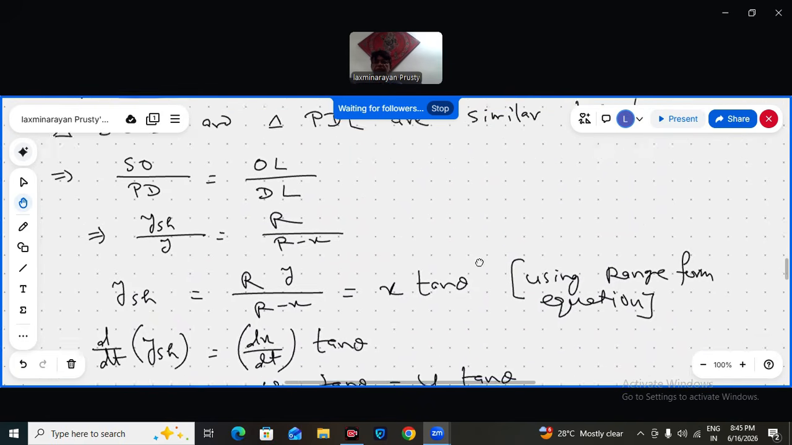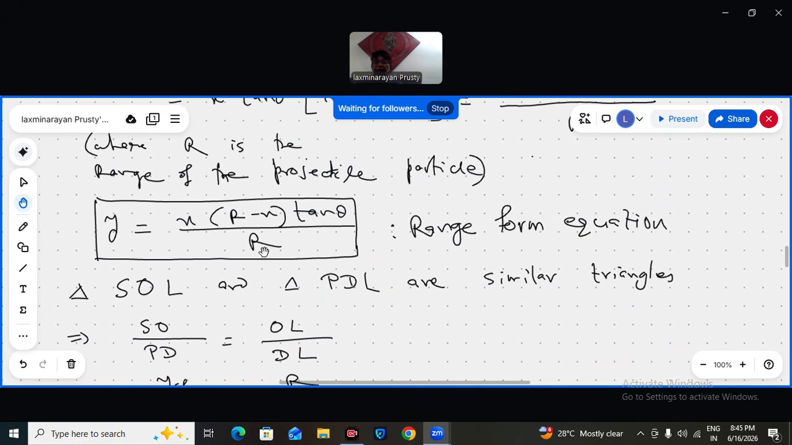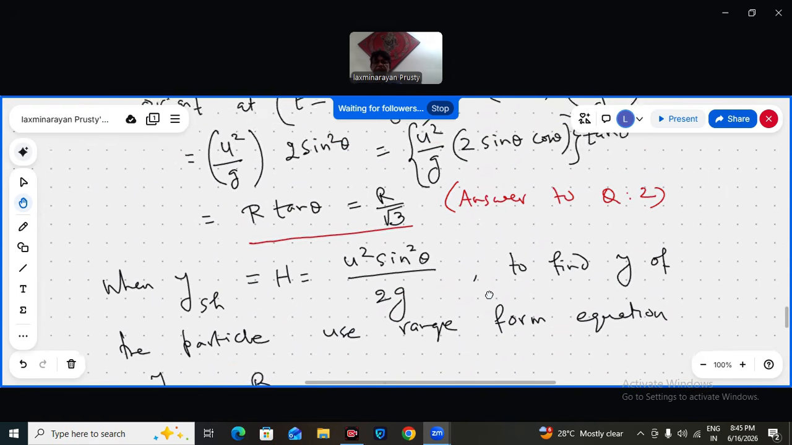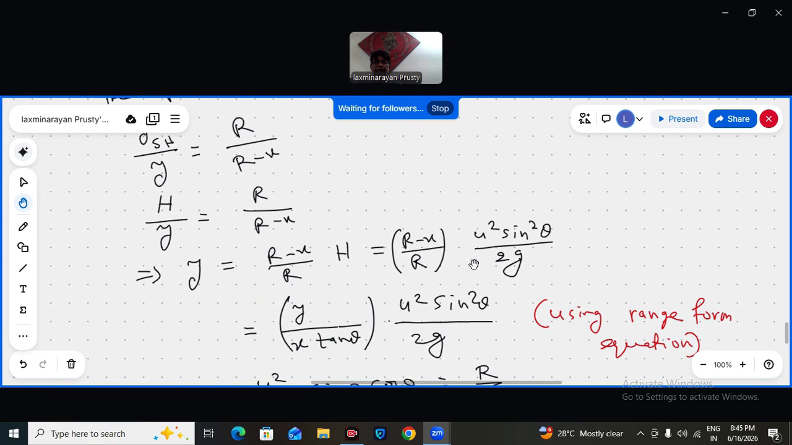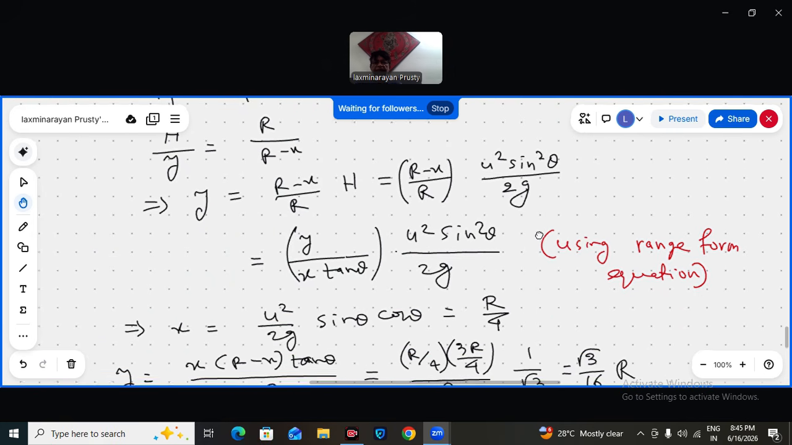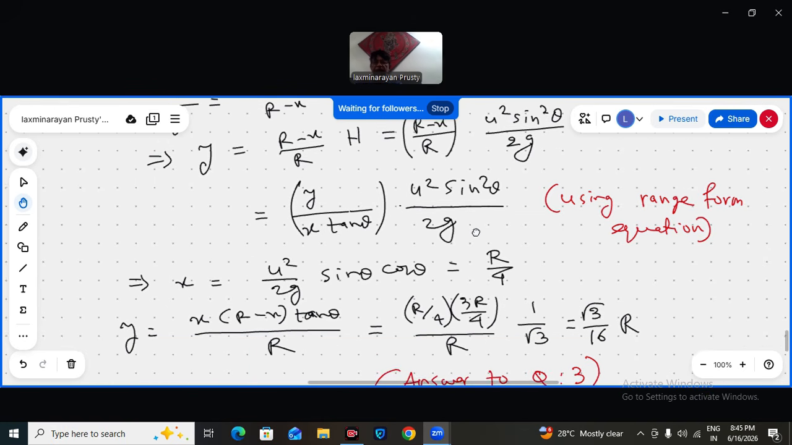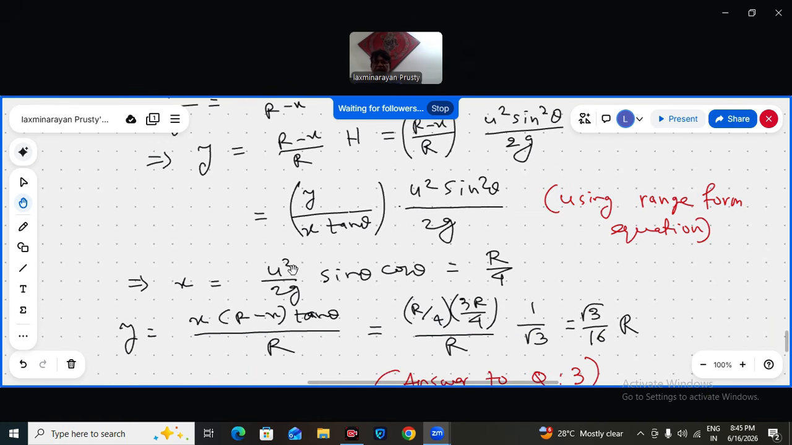you can see, (R - x)/R is equal to (y/x) tan θ. Yes or no? (y/x) tan θ into u² sin²θ / 2g. So y cancels, x is u²/2g sin θ cos θ. So that is R/4. This is the x coordinate of the particle.